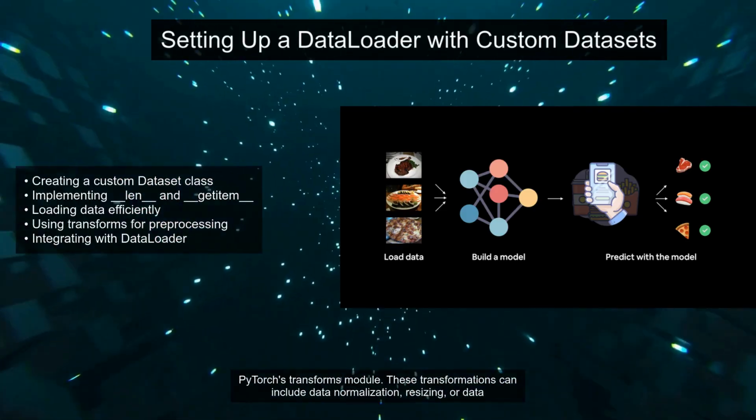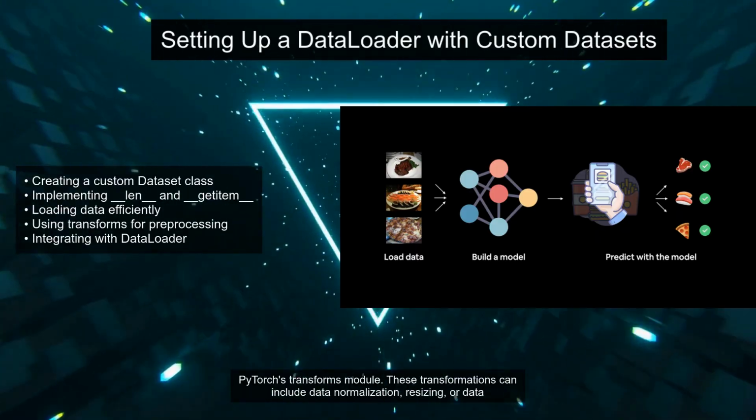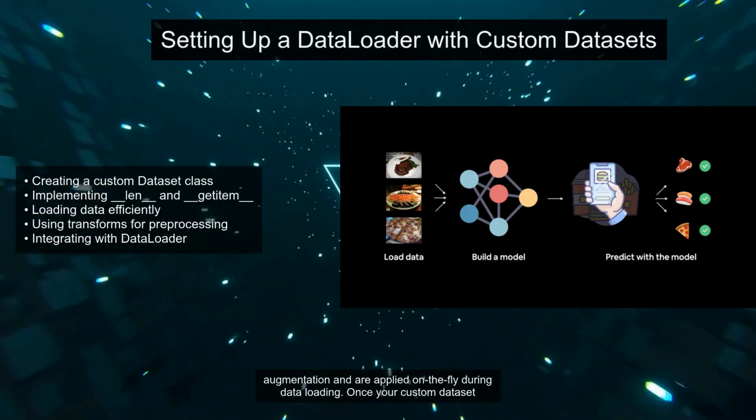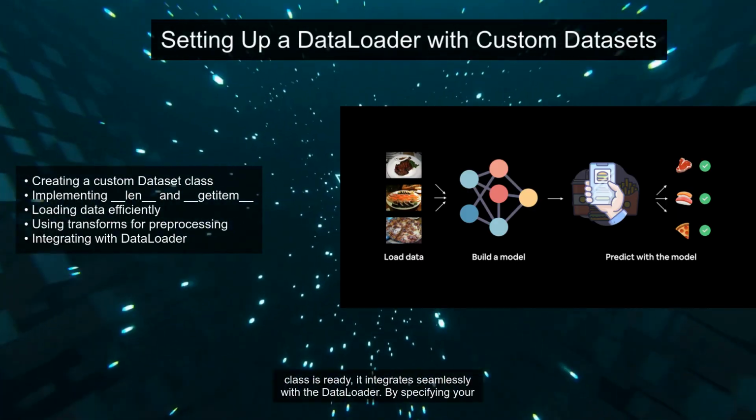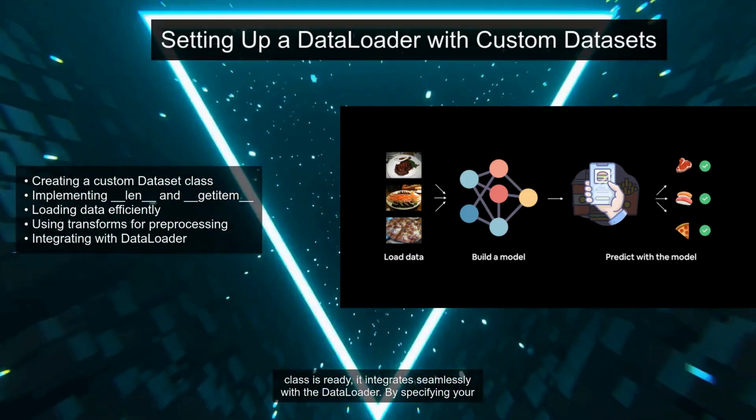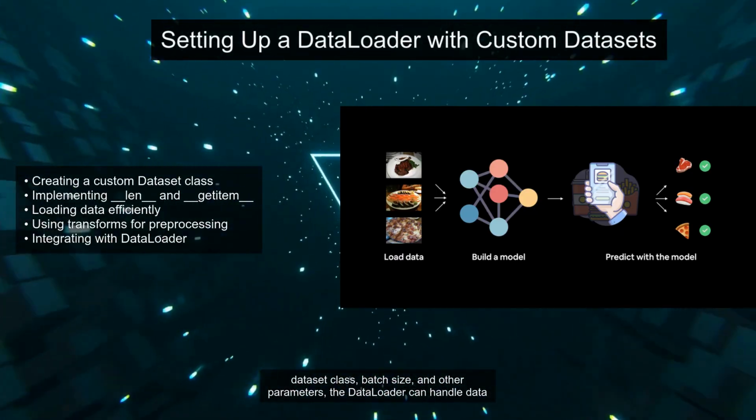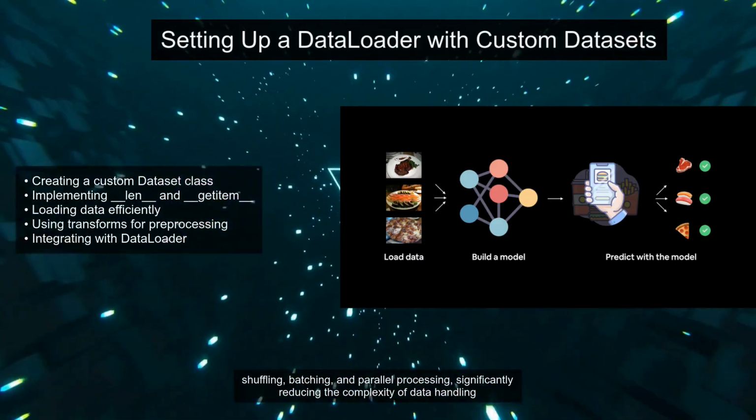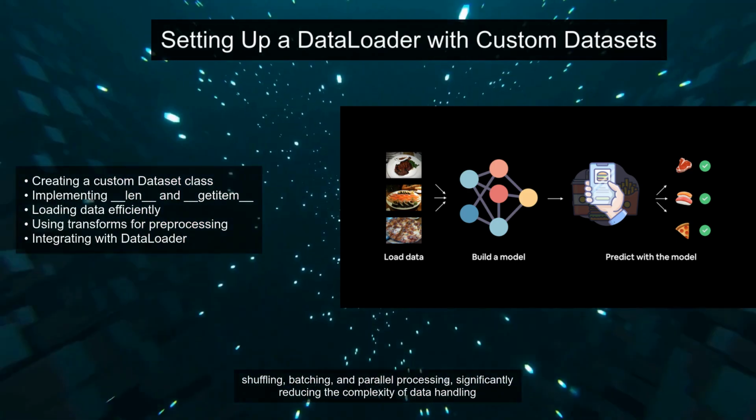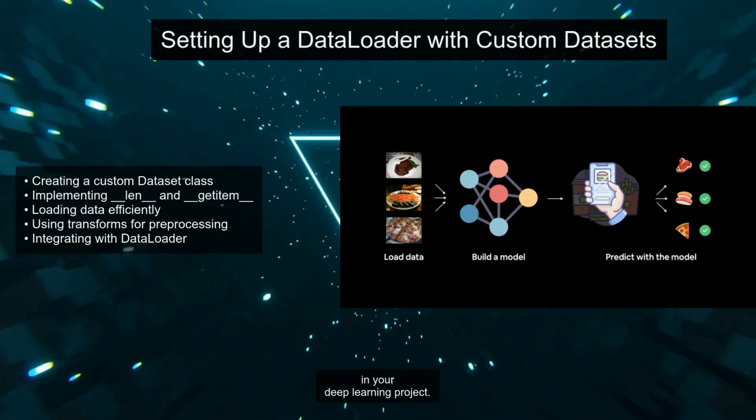Additionally, you can incorporate data transformations using PyTorch's transforms module. These transformations can include data normalization, resizing, or data augmentation, and are applied on the fly during data loading. Once your custom dataset class is ready, it integrates seamlessly with the data loader. By specifying your dataset class, batch size, and other parameters, the data loader can handle data shuffling, batching, and parallel processing, significantly reducing the complexity of data handling in your deep learning project.